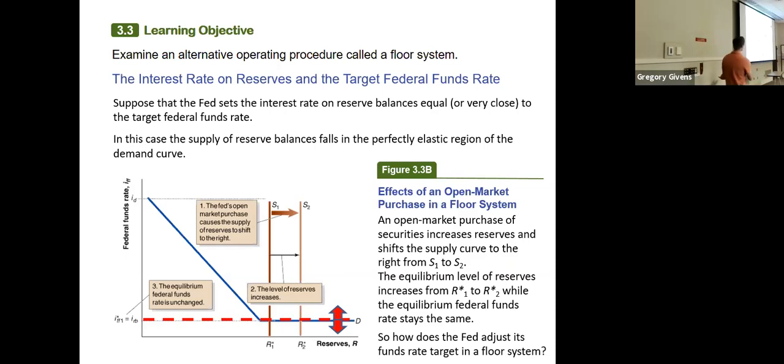Now, what have I done with the discount rate? The discount rate has not gone away. It's still there, but this perfectly elastic portion of the supply curve now becomes kind of irrelevant to the funds market. Why? Because the federal funds rate is simply going to be pinned down by the interest rate on reserve balances. That's why we call it a floor system instead of a corridor system. It's the floor that is determining the equilibrium funds rate rather than the corridor between the discount rate and the IOER rate.